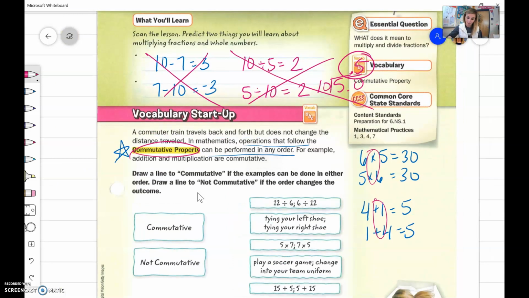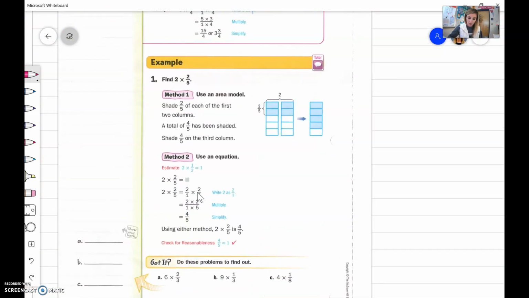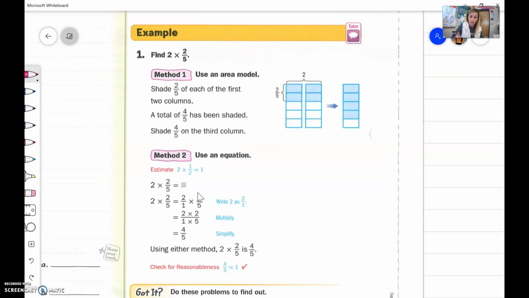So turn to the next page, 266. And what I'm going to do is we're going to just jump right on in to this example right here. So we're learning how to multiply a whole number with a fraction.